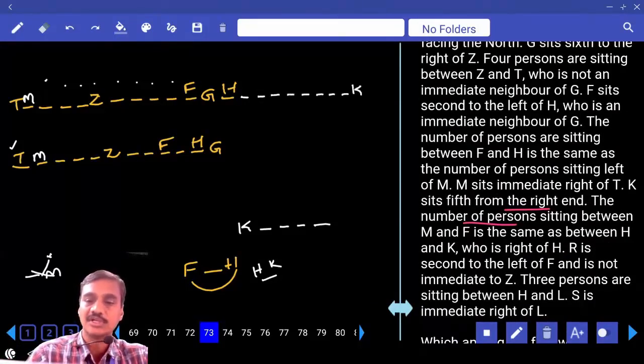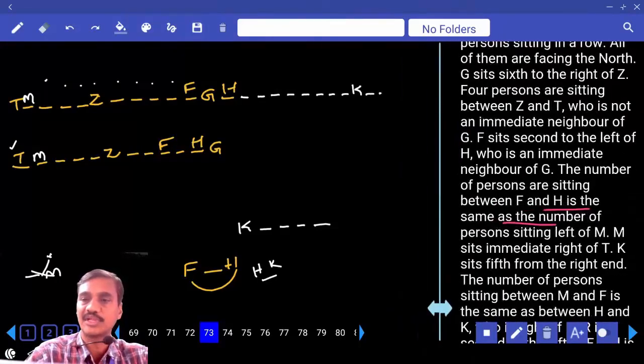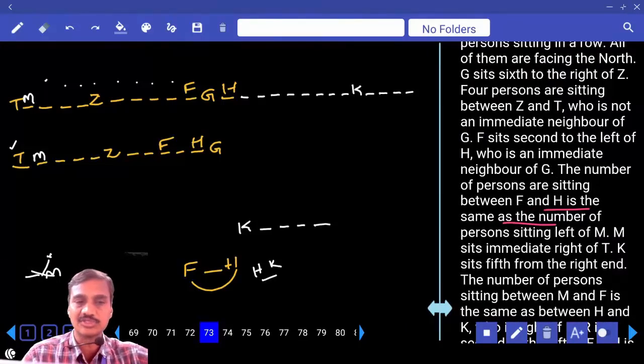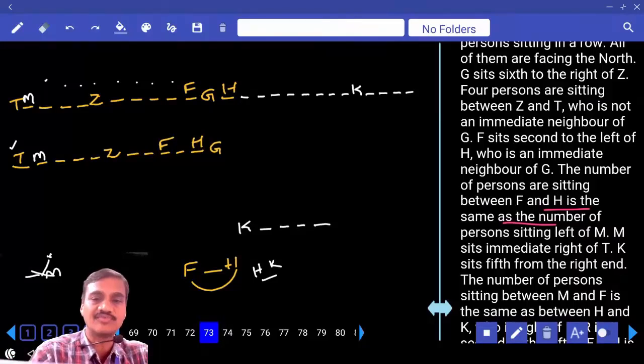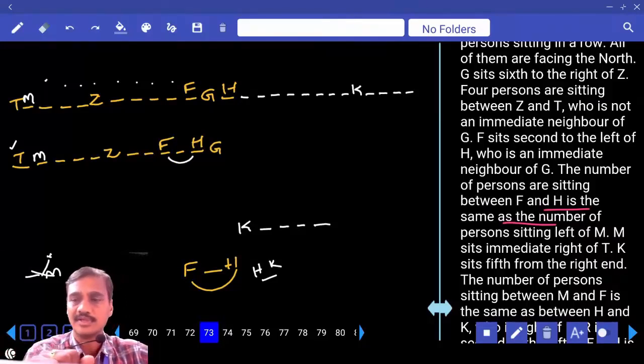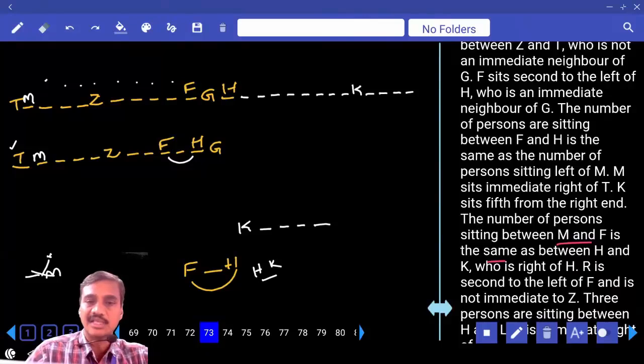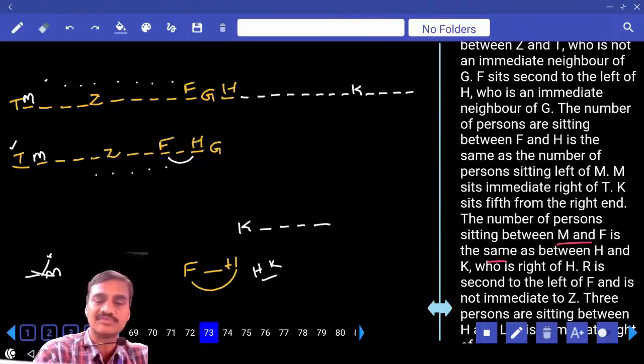Now K is here. K is fifth from the right hand, so there are 4 persons to the right hand side of this one. Then again coming back to this one, number of persons between F and H. Here, F and H are adjacent to each other, isn't it? Number of persons between M and F is same as H and K. M and F, H and K, 1, 2, 3, 4, 5, 6, 7, 8.